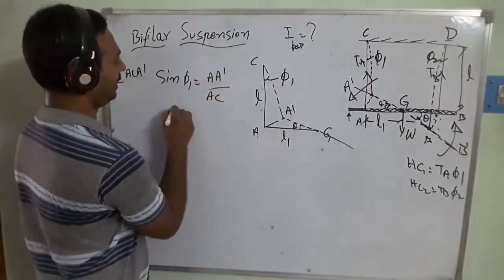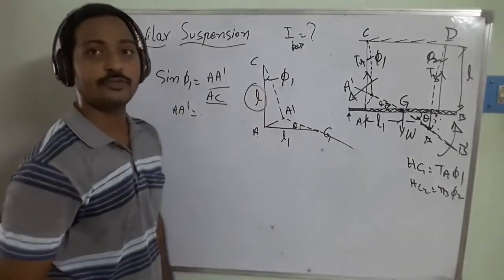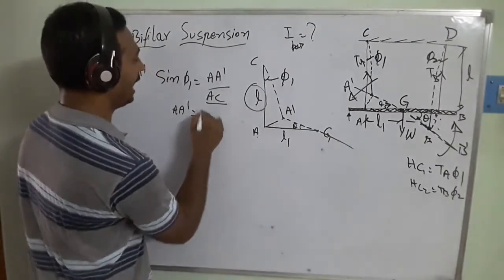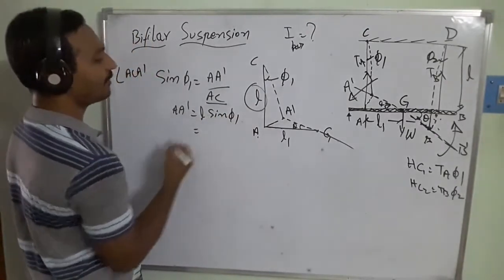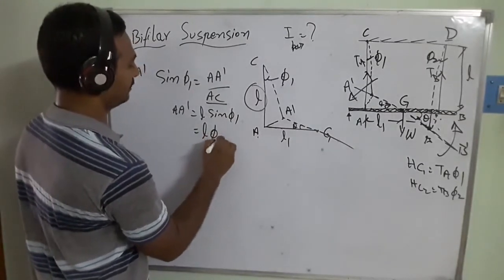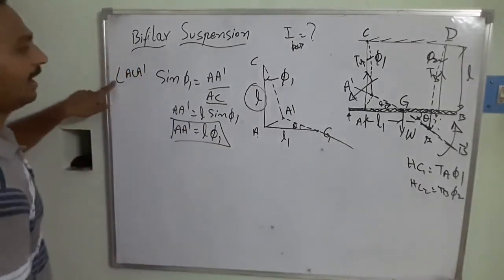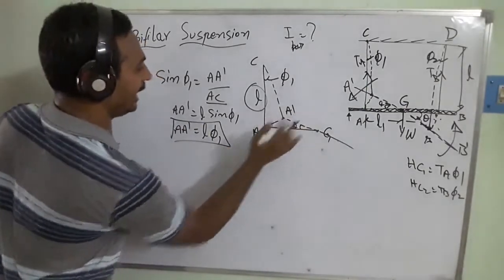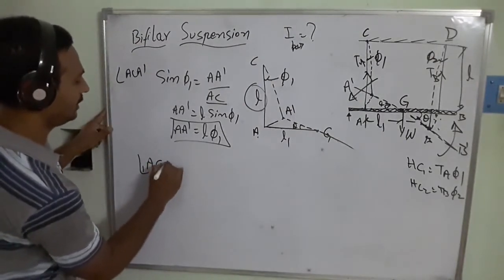I am going to get A dash is equal to AC, which in terms of the geometrical properties is L into sine phi 1. So in this case, sine phi 1 is going to be a very small value that I am writing. A dash. This is the horizontal component. So this is the triangle. I am going to take AG A dash. So then triangle AG A dash.